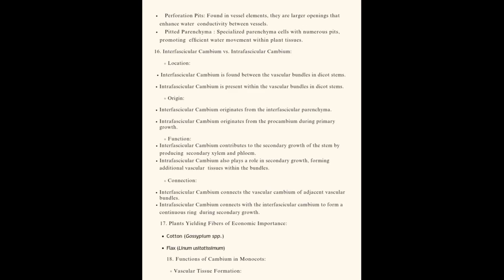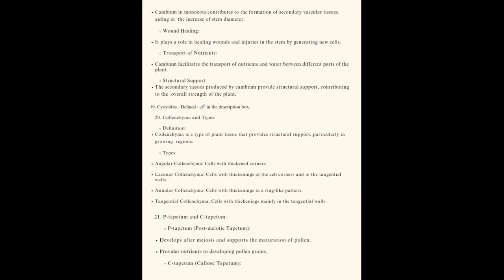18. Functions of cambium in monocots. Vascular tissue formation: cambium in monocots contributes to the formation of secondary vascular tissues, aiding in the increase of stem diameter. Wound healing: it plays a role in healing wounds and injuries in the stem by generating new cells. Transport of nutrients: cambium facilitates the transport of nutrients and water between different parts of the plant. Structural support: the secondary tissues produced by cambium provide structural support, contributing to the overall strength of the plant.